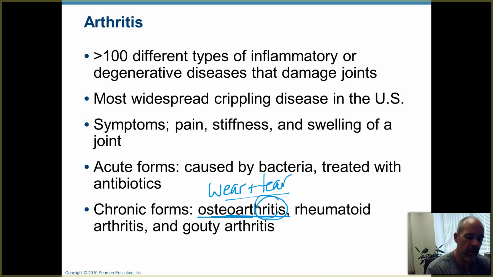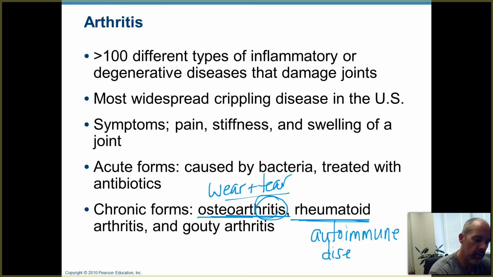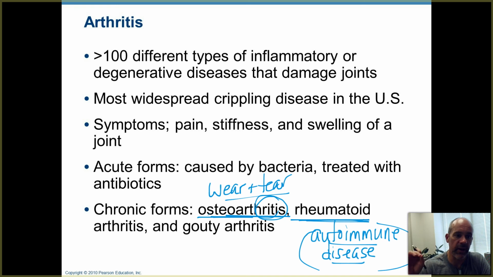Rheumatoid arthritis: when you see "rheumat" like that, that is referring to autoimmune diseases. A rheumatologist is a doctor who specializes in autoimmune diseases. This is where your immune system is attacking your own tissues. That's an autoimmune disease. So rheumatoid arthritis is a type of arthritis where your immune system is by mistake attacking joint tissues. As that happens, that leads to inflammation, and so you have the swelling and the stiffness and the redness and the heat occurring there.